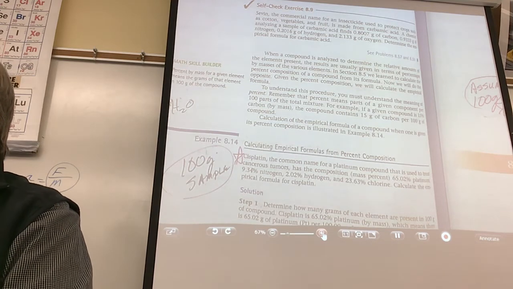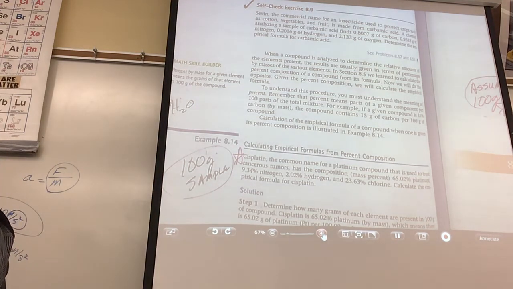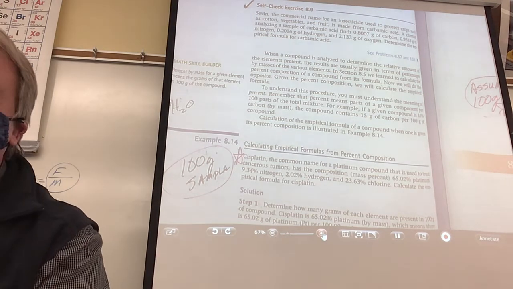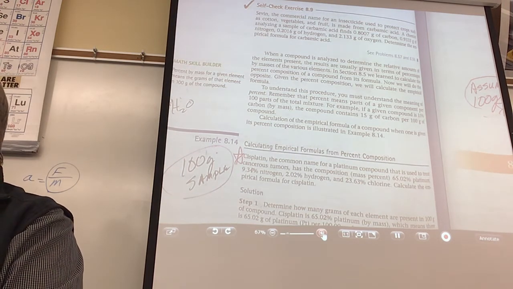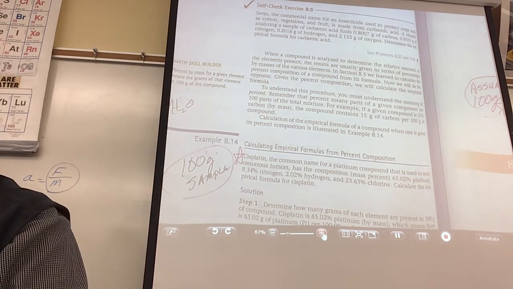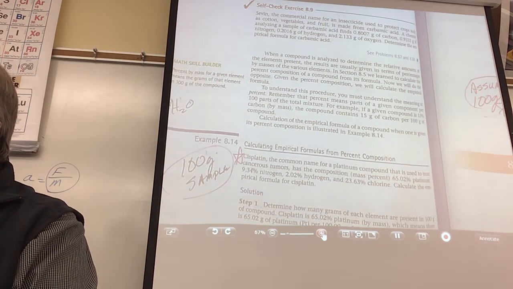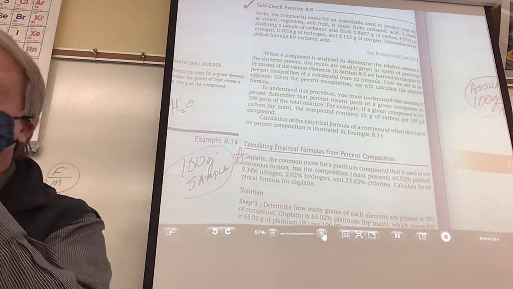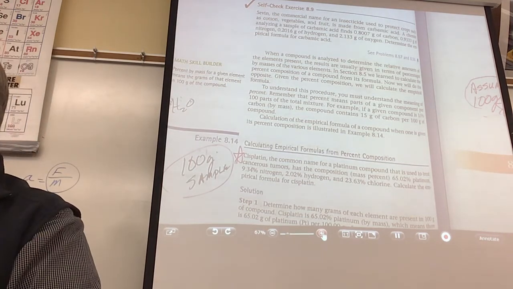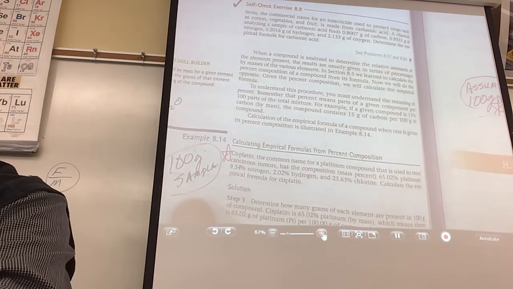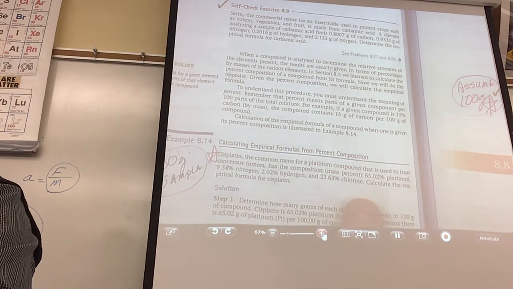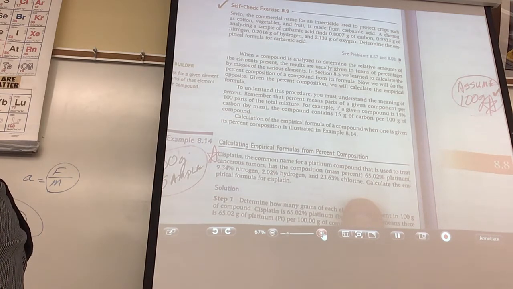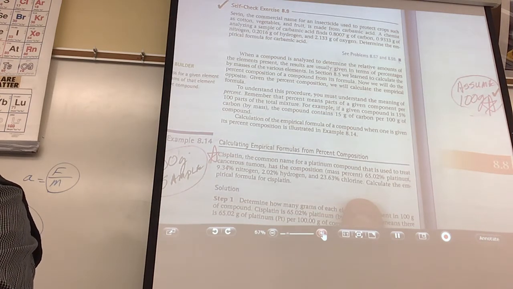Why'd you pick 100 grams? You know why? Because if you give me 100 grams of something and 65.02% of it is platinum, then how many grams are platinum out of 100? 65.02? Oh, can you do that? That's like cheating. Let's try it again. I'm going to assume that you gave me a 100-gram sample. Why? Because it makes my life easy. If you give me a 100-gram sample and 65.02% is platinum, then how many grams are platinum out of 100? What's percent mean? Per 100. Oh, I never knew that.